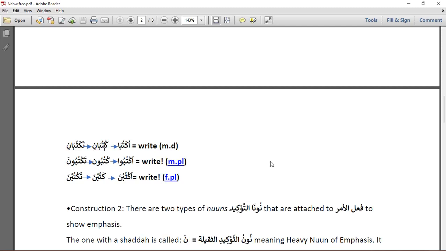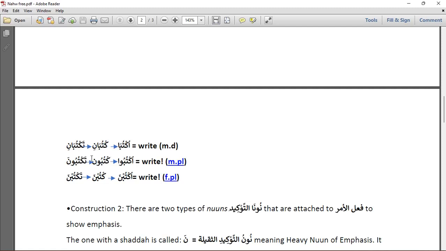That one is not written here. That's an oversight, sorry for that. It is not written here. So we have taktubina: remove the noon and the harful mudara, then you add hamzatul wasl. So we have uktubi. Talking to a singular female, right?